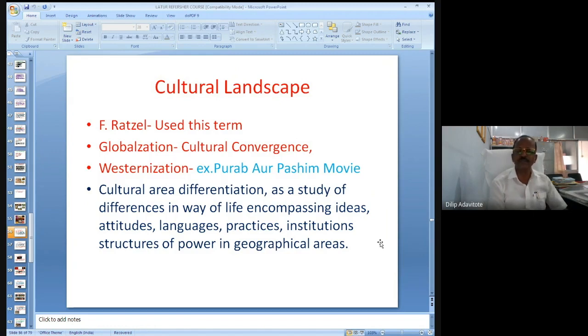These cultural differences of ideas, attitude, language, practices, institutions, structures of power in geographical areas. These are the cultural areas. In 1960-70, maybe one movie highlighted the importance of Western culture and our Indian culture. We have the best experience in that movie, called Purab aur Pashchim. It is picturized on Manoj Kumar.